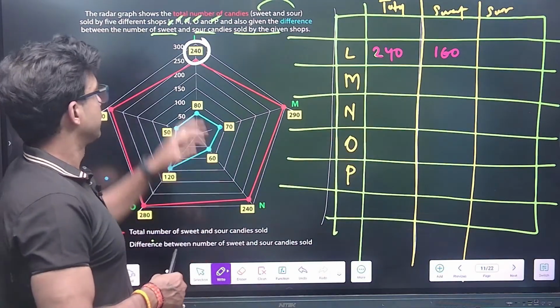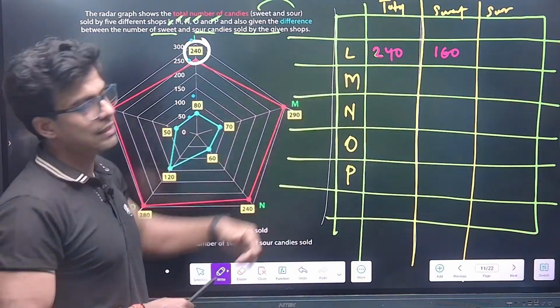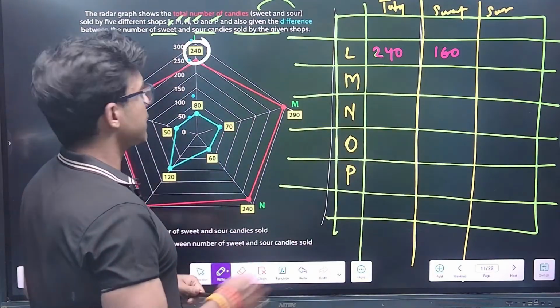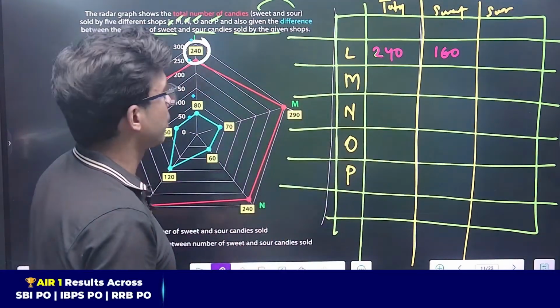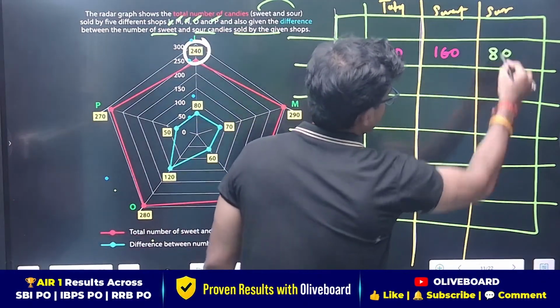Say guys, 240 plus 80 is 320, divided by 2 is 160. 240 minus 80 is 160, 80 from here and 80 from there, and 160 by 2 is 80. So we'll write down 80 here.